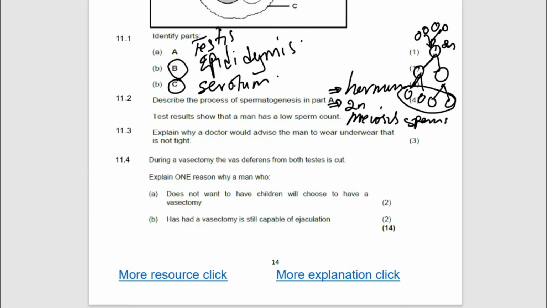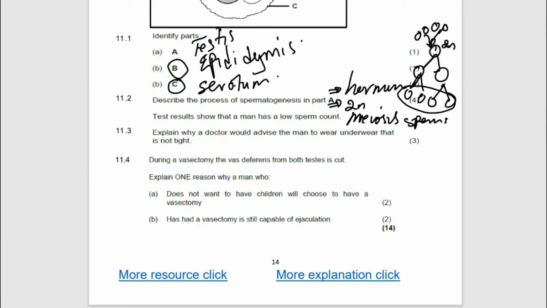That is the basics behind that. But now, how do you answer that in the exam? Maybe you can say that the tight underwear will put the testes close to the body. When you put it in tight underwear, it will pull the testes close to the body.